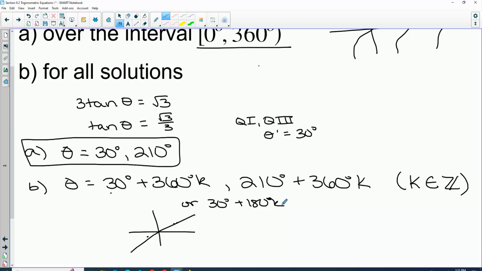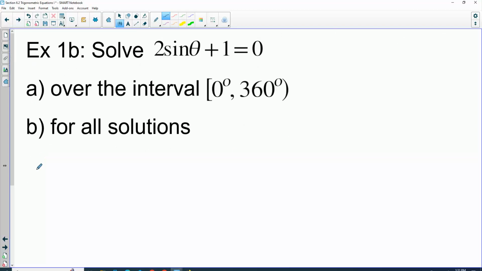Is that one okay? Let's look at this one. 2 sine theta plus 1 equals 0. So what would we do first?